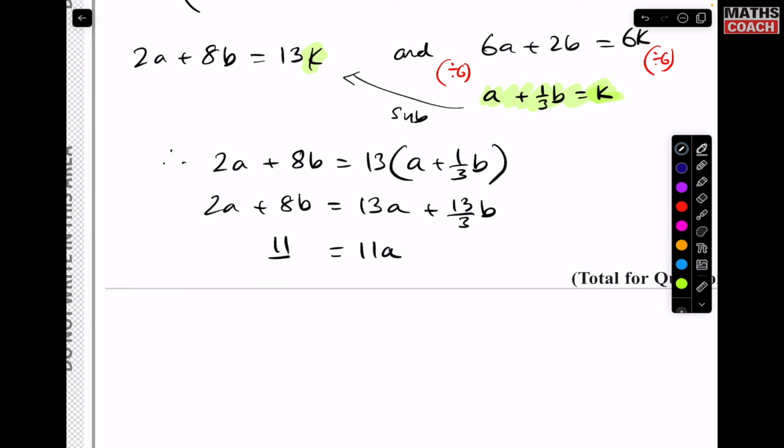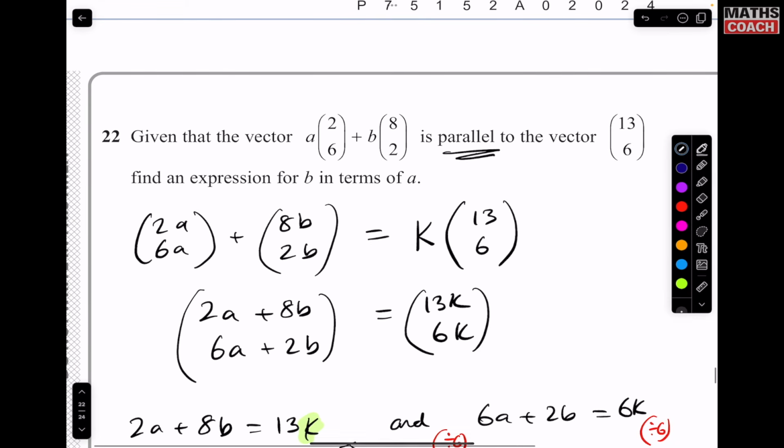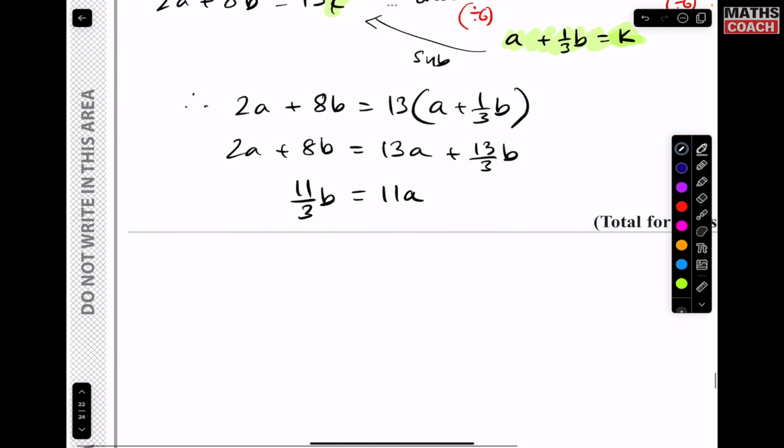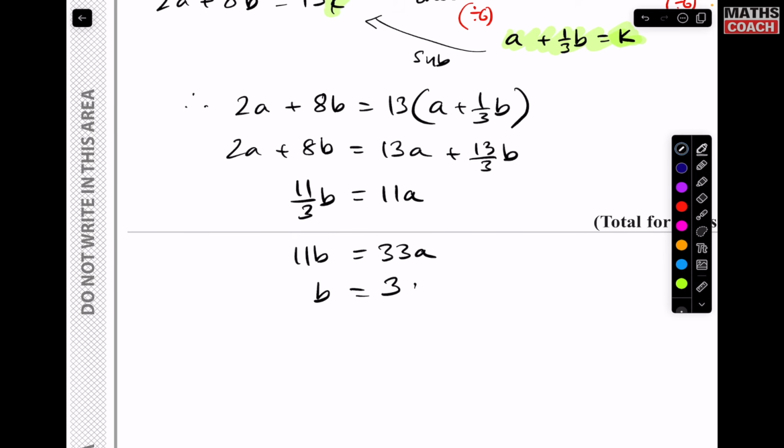That gives us 11 over 3b. And what we can now do, let's just go back to the question. What was the question? Oh, find an expression for b in terms of a. Okay, so we want to make b the subject. So times by 3, so we have 11b equals 33a, and then divide by 11. So 33 divided by 11, that's 3a. And there you go. I found an expression for b in terms of a.